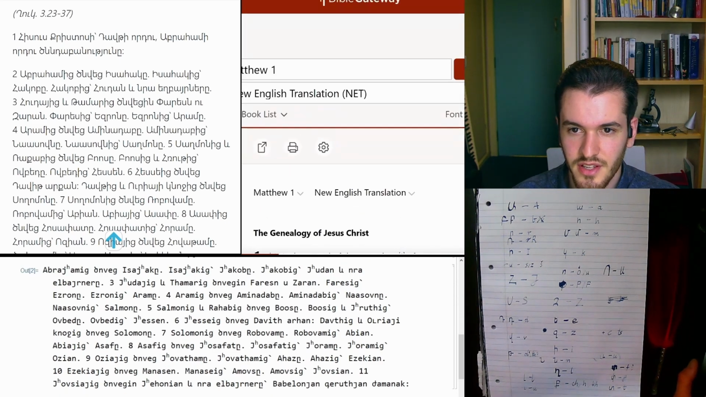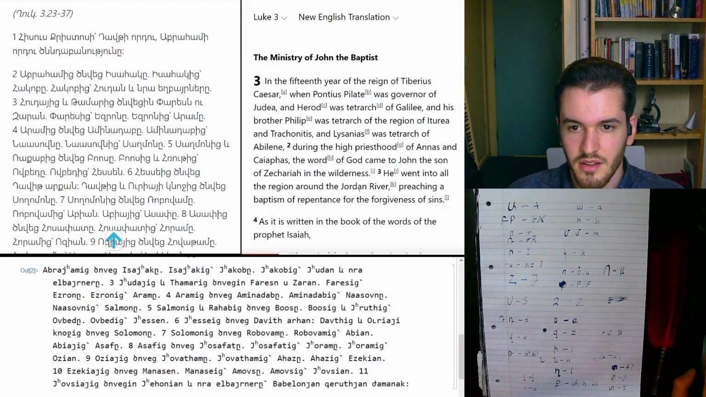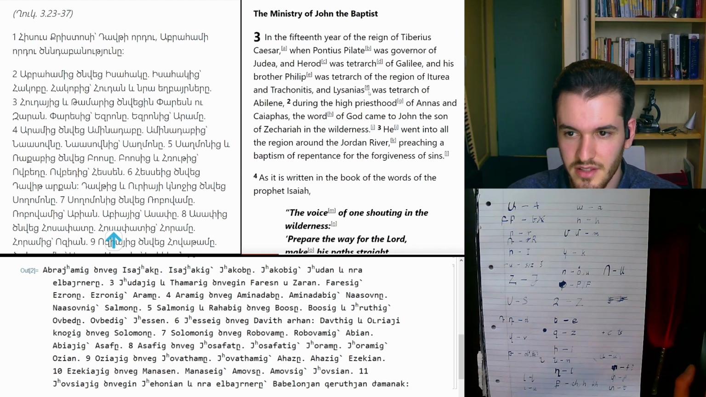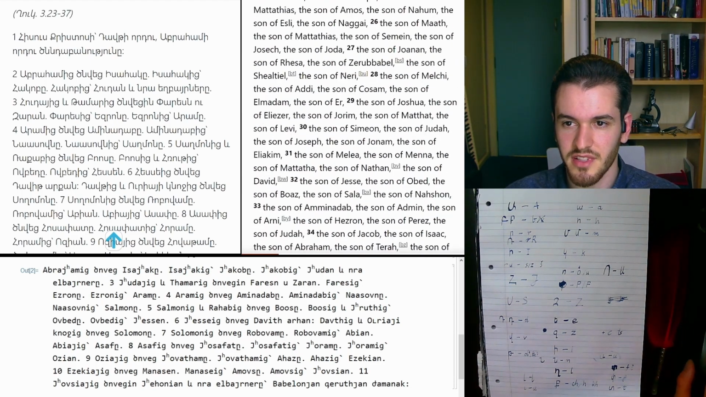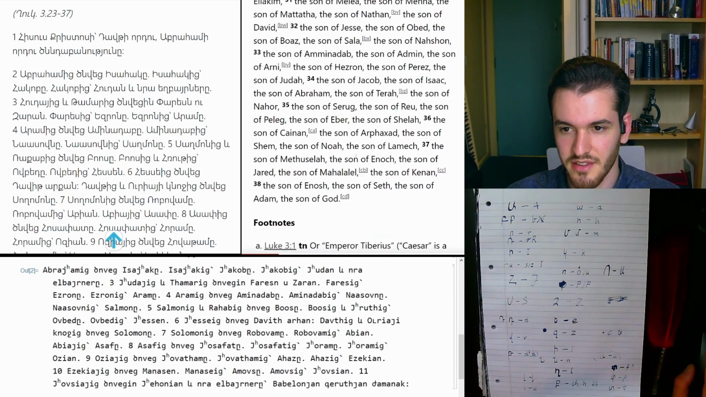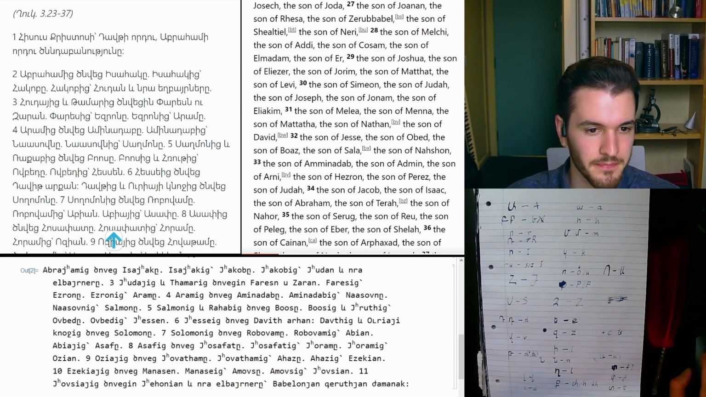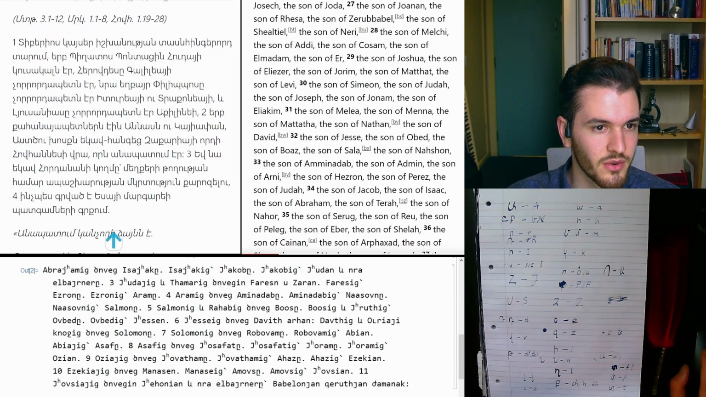Go to a different genealogy in Luke chapter 3. We have also Pontius Pilate, Caesar, all of these names, and the genealogy of these people. So this is a genealogy of Mary, not of Joseph. So that will be a slightly different genealogy, and that will give us more data. Let's load Luke 3. Okay, I see a letter that I've not seen before.